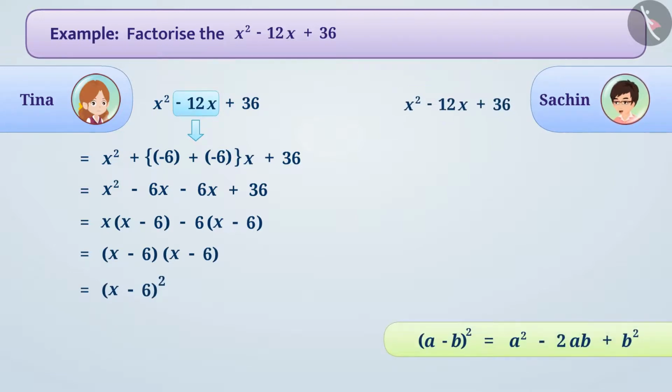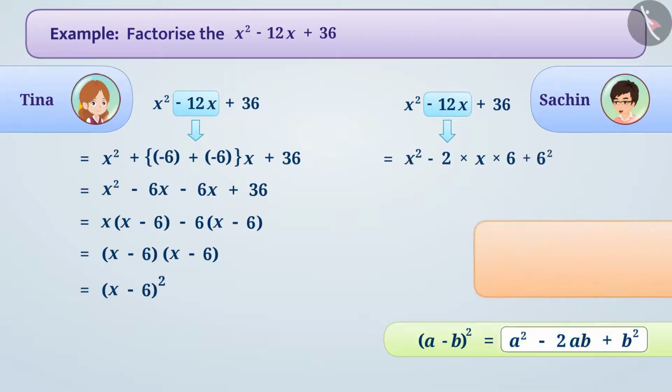In this expression, the first term x square and the third term 36 are both perfect squares. Sachin wrote the second term minus 12x as minus 2 multiplied by x multiplied by 6 and wrote the given expression like this. The expression corresponds to the right side of this identity where a is equal to x, b is equal to 6 and minus 2ab is equal to minus 2 multiplied by x multiplied by 6, that is minus 12x.